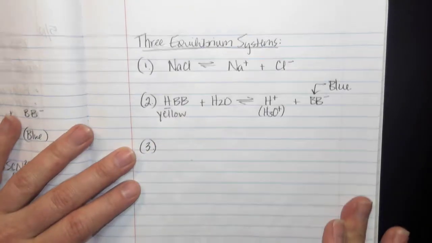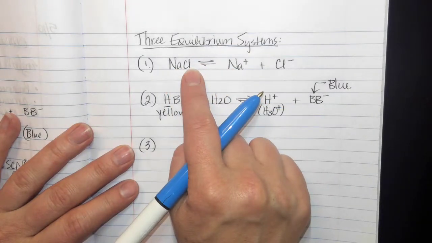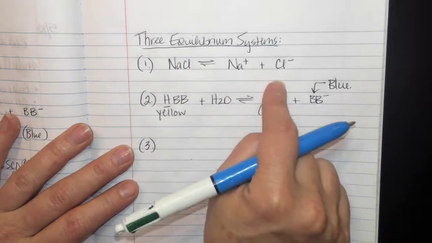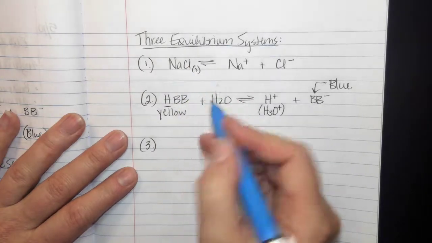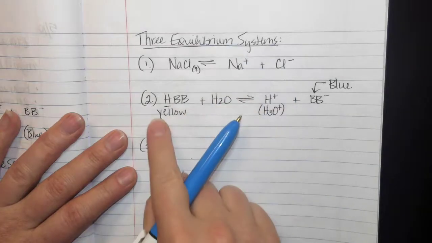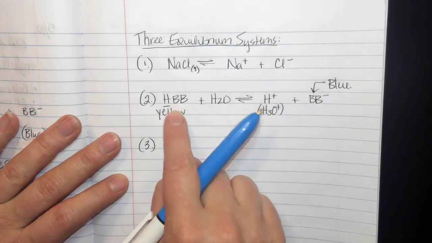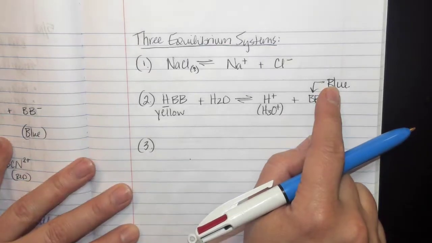All right. Okay, so equilibrium system 1 is a saturated sodium chloride solution where I have sodium chloride saturated in solution forming ions and forming a crystal solid, and that's an S, solid. My second solution has this indicator in water. When the indicator is favored, it's yellow. When the ion is favored, it's blue.